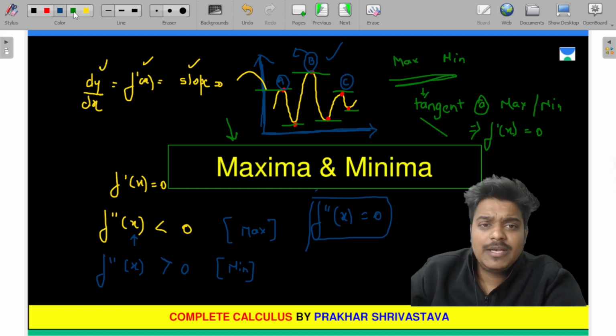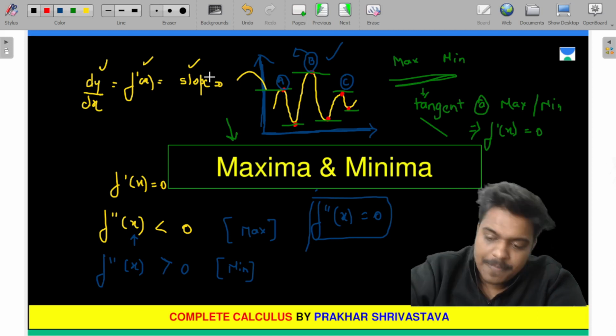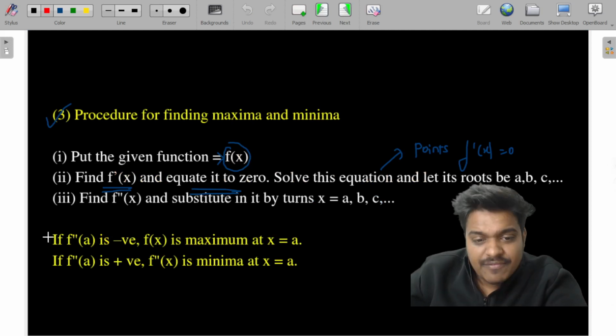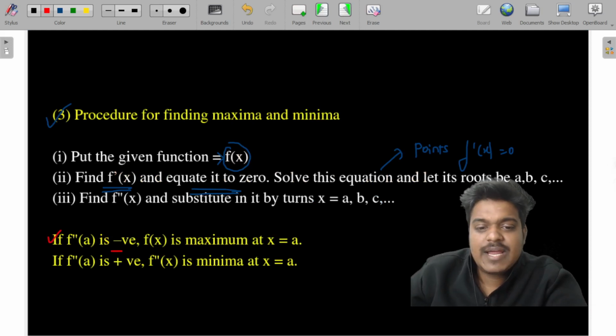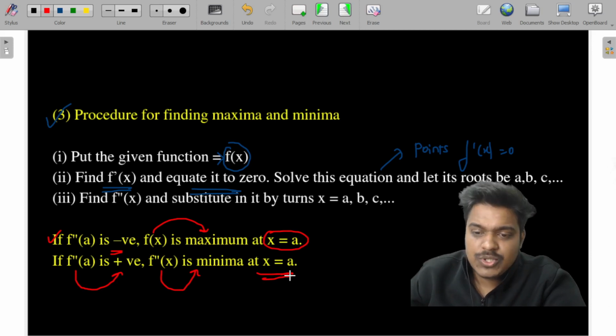Okay, not a very big deal. This is crystal clear. Okay, sir. Not a problem. Okay, let's move ahead. So you know how to solve a problem. If f''(a) is negative, it means f has a maximum value at x equal to a. If f''(a) is positive, that means f has a minima at x equal to a. I hope this is clear to you.